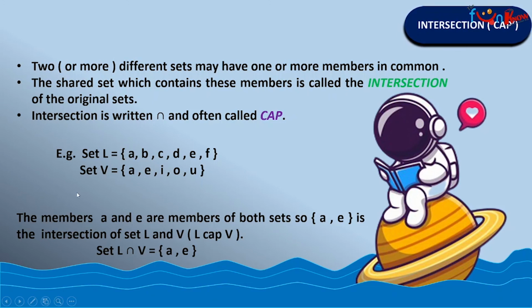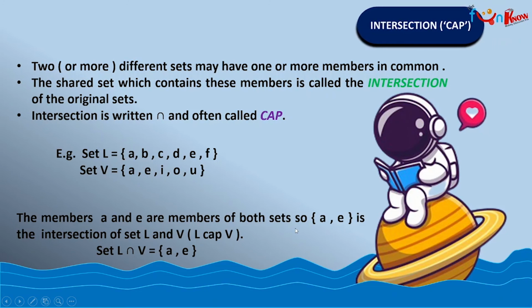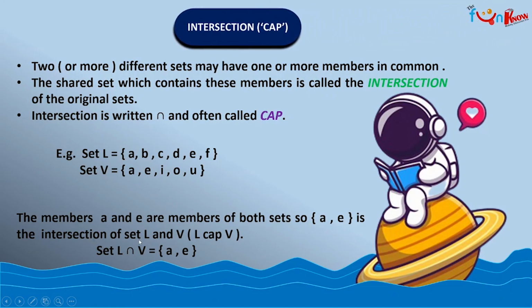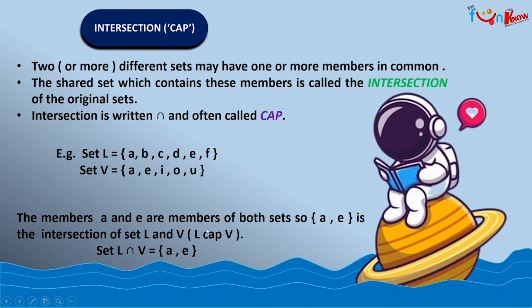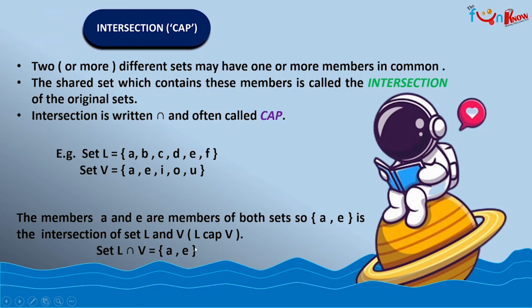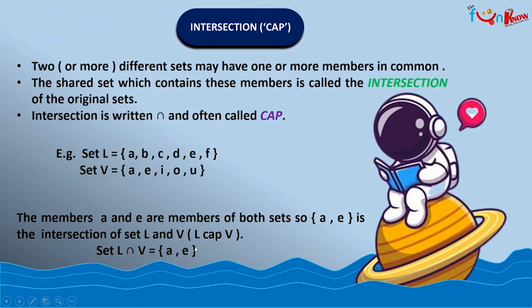So here the members A and E are common in both the sets. So A comma E is the intersection of sets L and V. That is L cap V. You can also write it like this: set L intersection V. The common elements between these sets are A comma E. So you are understanding now what is intersection?